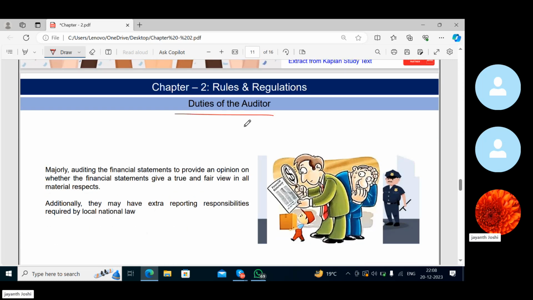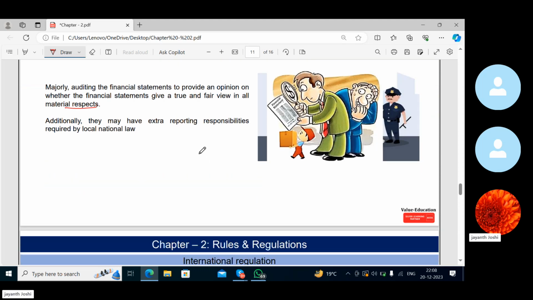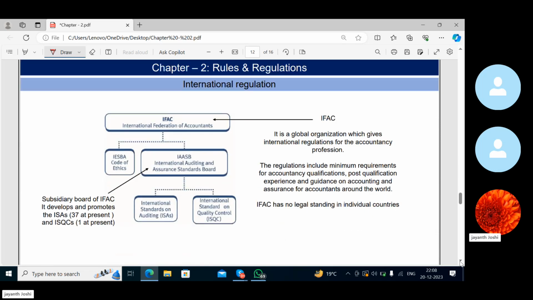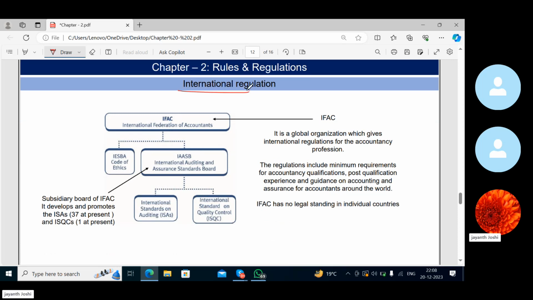What are the duties of an auditor? Majorly auditing the financial statements to provide an opinion on whether the financial statements give a true and fair view in all material aspects. Additionally, they may have extra reporting responsibilities required by local national law. These are the duties they have. So what are the international regulations? That means international laws. There are supranational bodies which make these.